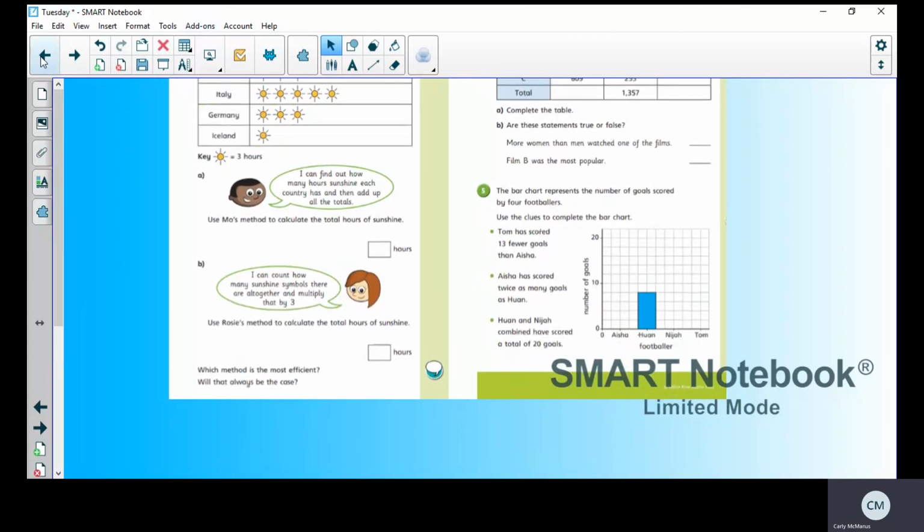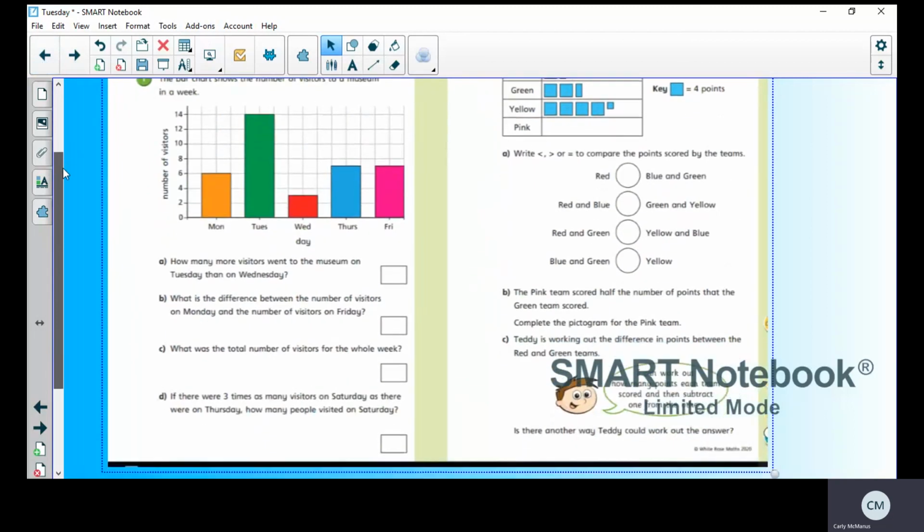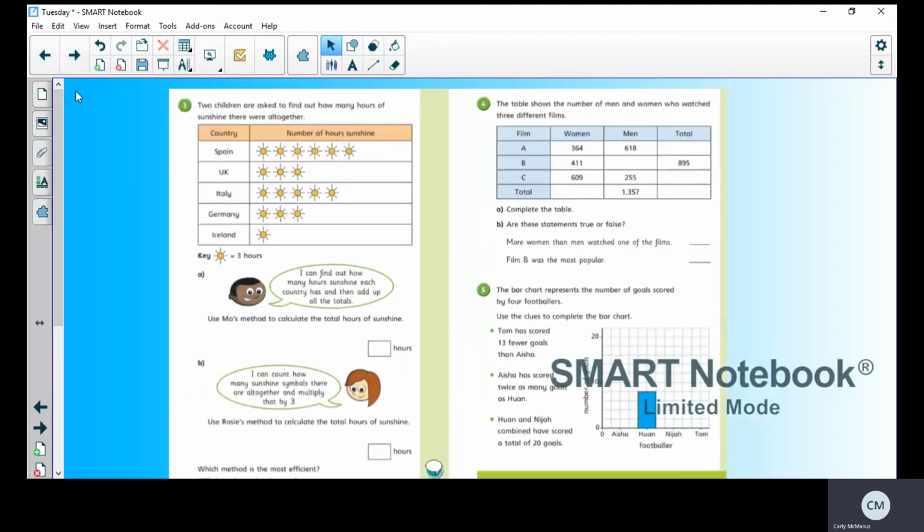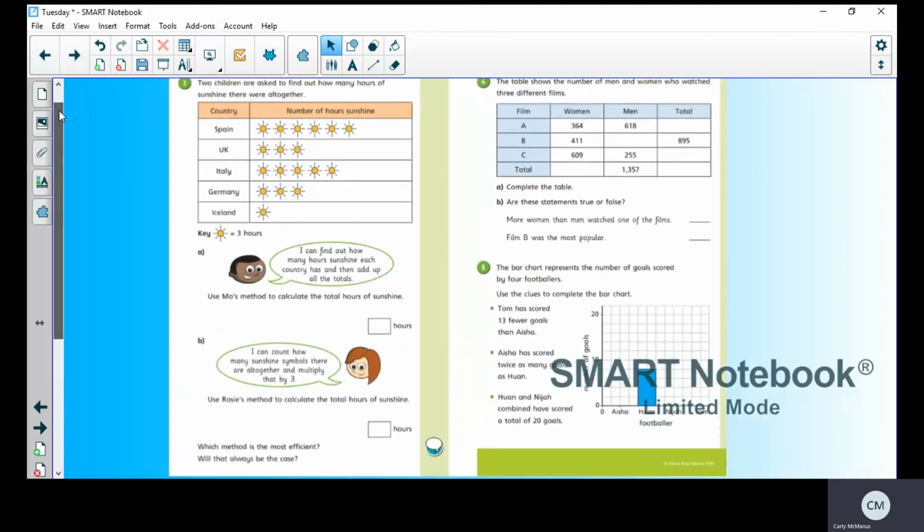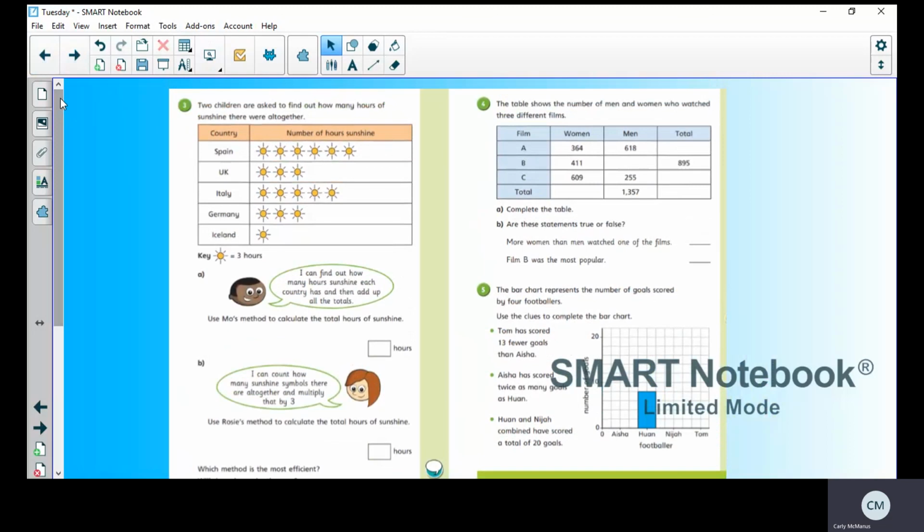Like I said, I want all of you to do that first page for me, please. And then if you wish to have a go at the second page, then do so. And if you are stuck or need any help, you can message us on the blog.